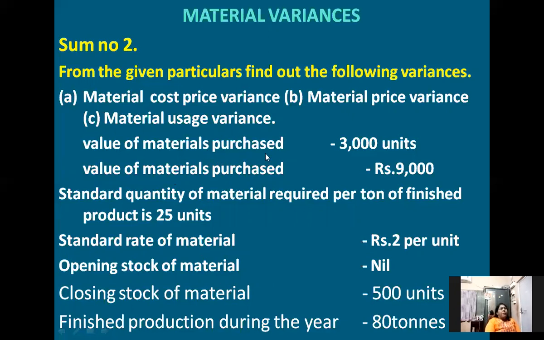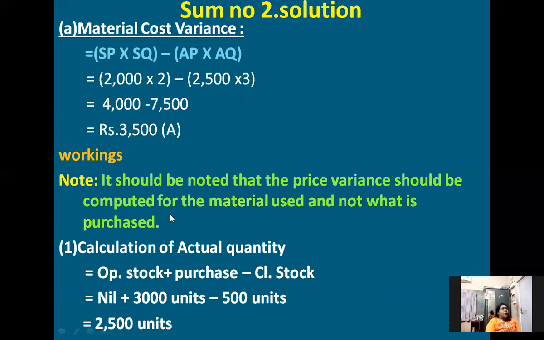One more point I want to highlight. Whenever you have information about the material purchase, you should not consider it for calculating the material price variance. You need to consider only the actual material used. That's what I mentioned in the note. It should be noted that the price variance should be computed for the material used and not what is purchased. Have this note always in your mind.